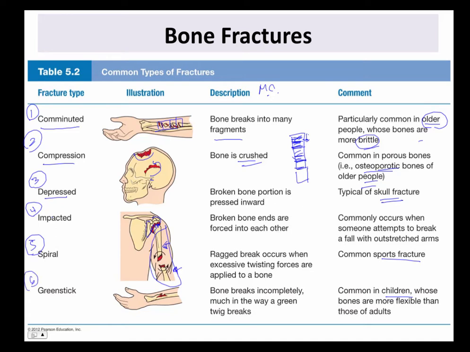And then finally we have greenstick fracture, and this is very common in children because their bones are more flexible. So anytime you see a tree that's not very mature yet, you try breaking it in half, you'll notice that the ends will start coming apart. When you bend it this way, this side is still going to be completely nice and straight, while these ends are going to break. And that's really what a greenstick fracture is. So it's an incomplete break.